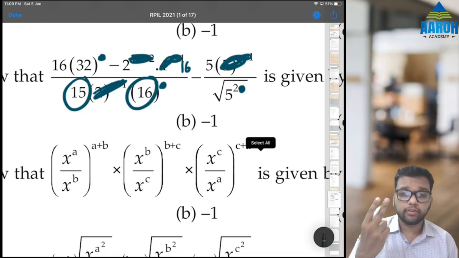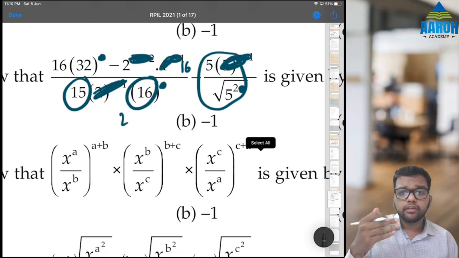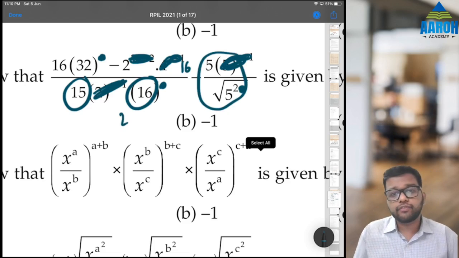2, right? So this entire first part is 2. This entire second part is 5 by root of square of 5, which is just 5.